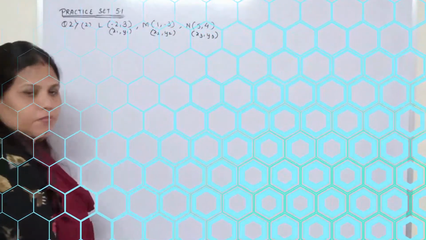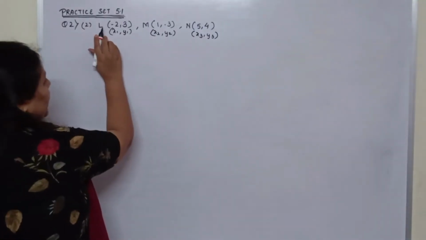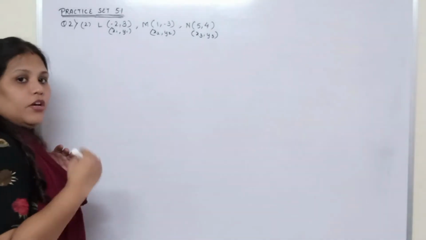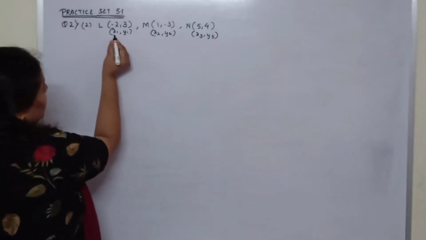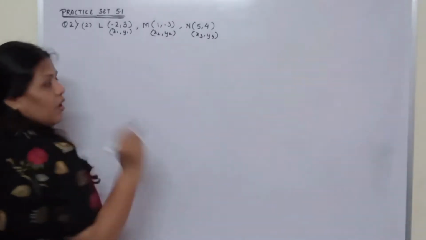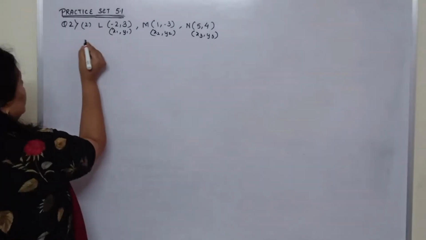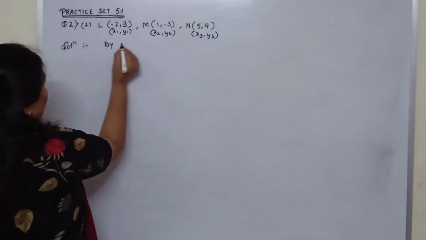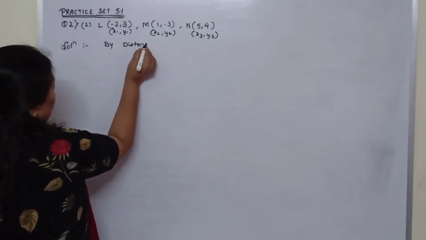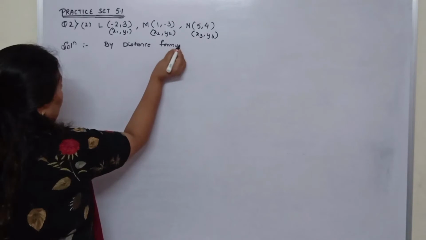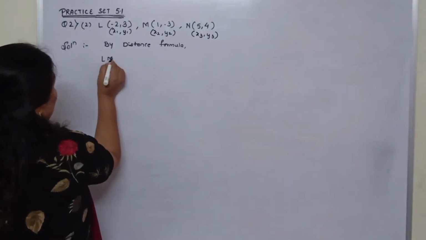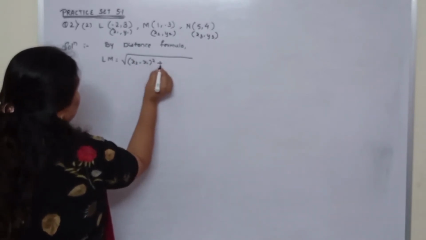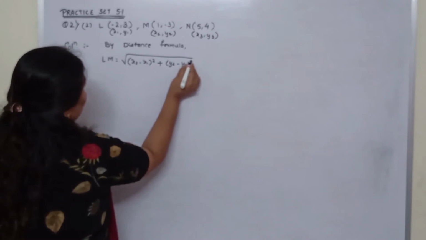Now see the next sum. What is given here? Points L, M and N, and we have to calculate if they are collinear or not. So I had already marked x1, y1, x2, y2 and x3, y3 to the points. So directly we will start with the solution by distance formula. LM equals under root (x2 minus x1) the whole square plus (y2 minus y1) the whole square.